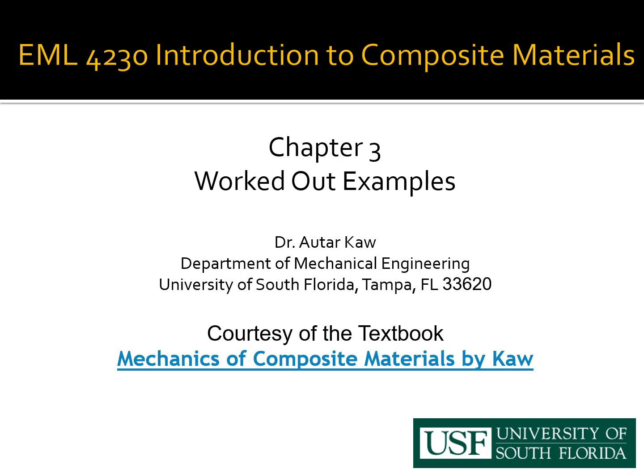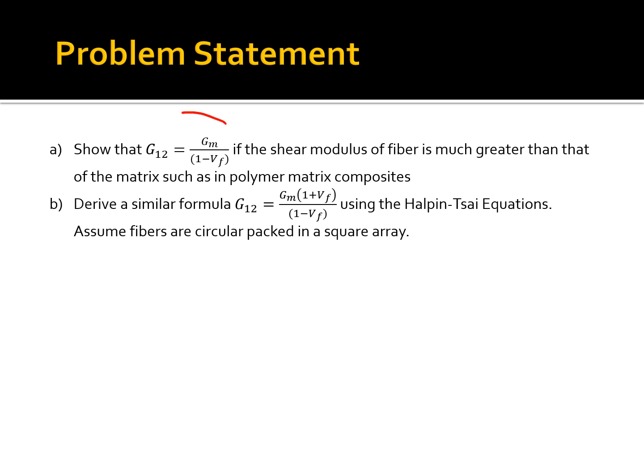In this segment, we'll talk about a worked out example from chapter 3, which is micromechanics of composite materials. Let's look at what the problem statement is. So the problem statement is that you need to show that G12 is Gm divided by 1 minus Vf if the shear modulus of the fiber is much, much greater than that of the matrix, which is true for polymer matrix composites, graphite epoxy.